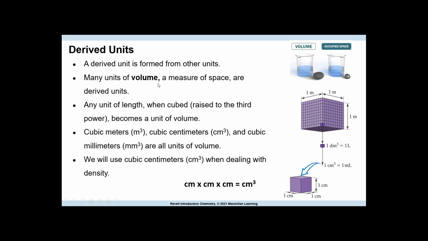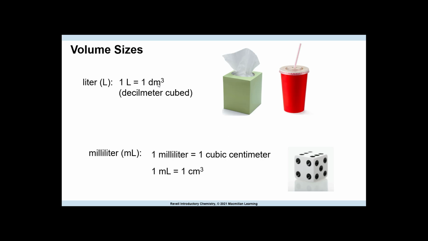Okay, so we can go on and expand. Again, a derived unit is formed from other units. Many units of volume is a measure of space. So think of 3D. It's taking up not just a flat surface. We're thinking about the whole volume space that's occupied. Any unit of length, when cubed, raised to the third power, becomes a unit of volume. Cubic meters, cubic centimeters, and cubic millimeters are all units of volume. We use cubic centimeters when dealing with density, and that is interchangeable with milliliters. That's where you can change the milliliter and the cubic centimeter.